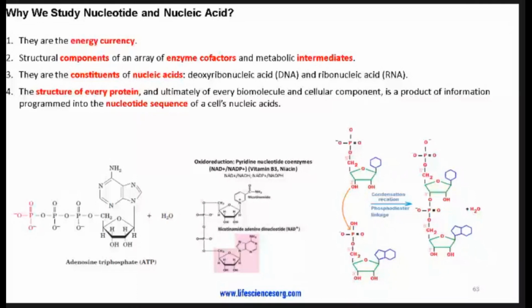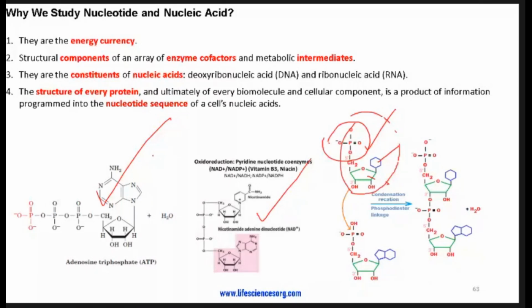So these are some of the examples. They are part of the energy currency, as shown here. They are also part of the coenzyme, as you can see here. This is one of the nucleotides. A nucleotide contains three things: the nitrogenous base, the ribose sugar, shown here in green, and the phosphate part. A nucleotide must contain these three things. If the phosphate group is not present, then it is called a nucleoside. Only ribose and the nitrogenous base make a nucleoside. This is the full nucleotide molecule.